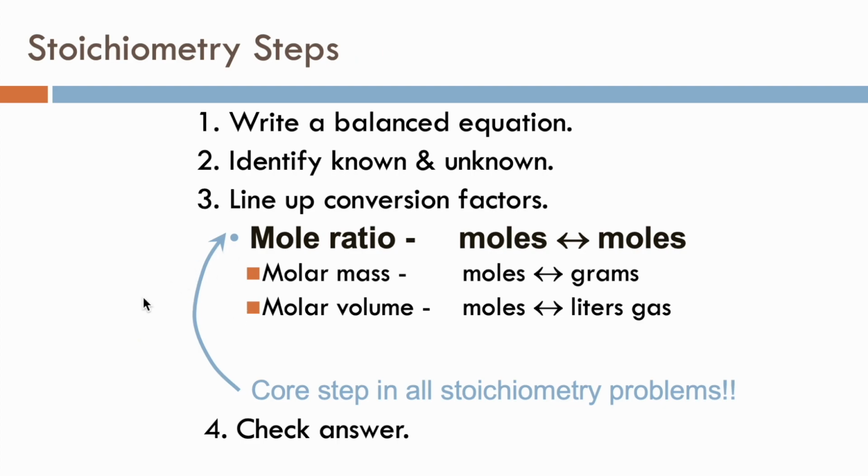These are technically the stoichiometry steps. You're going to write a balanced equation, identify the known and unknown, line up conversion factors. The conversion factors can include molar volume, molar mass, but will always include the mole ratio. That's the core step in all stoichiometry problems. And then you can go through and check your answer. So as we go through the examples today, make sure you think about these 4 steps.